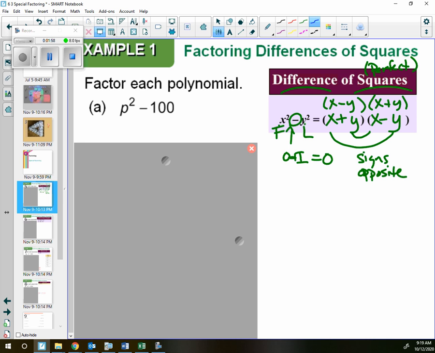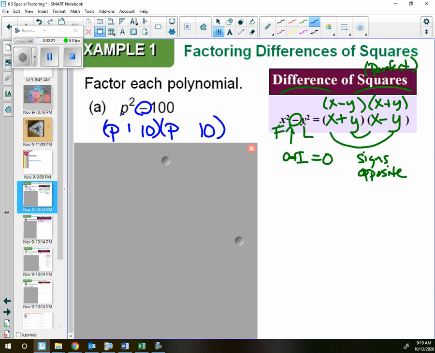So let's take a peek and see if this qualifies as a difference of squares, perfect squares. P squared, absolutely, that's p to the second. Is 100 a perfect square? Well, sure, 10 times 10. So when I factor this as a difference of squares, how do I get a p squared? That would be p times p. How do I multiply to get 100? Well, that would be 10 times 10, and it's a negative 100.